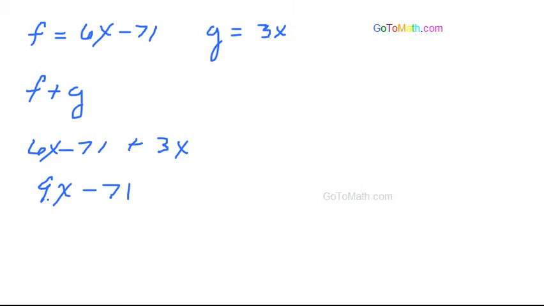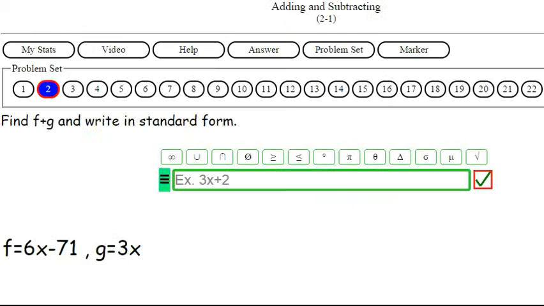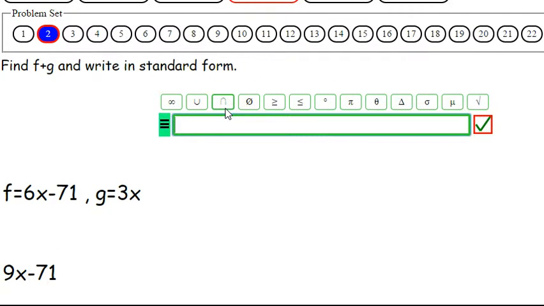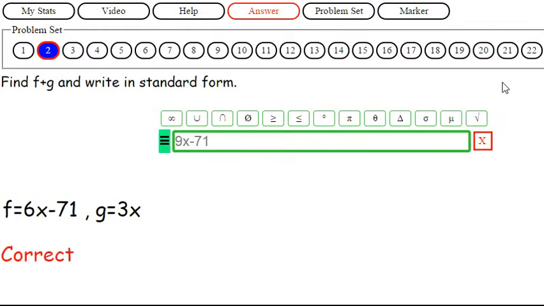Remember, this is written in standard order, and that is you take the term that has the largest exponent first. Obviously that'd be that one, because technically this is x to the 0 right here. But we don't write x to the 0. x to the 0 is 1, so anyway. There we go, and we don't write that either. We just say 9x minus 71. So let's move over, 9x minus 71, and let's check that out in here. Make sure that works. Correct.